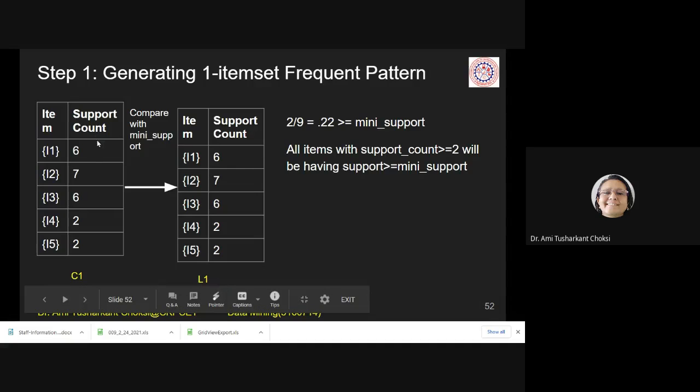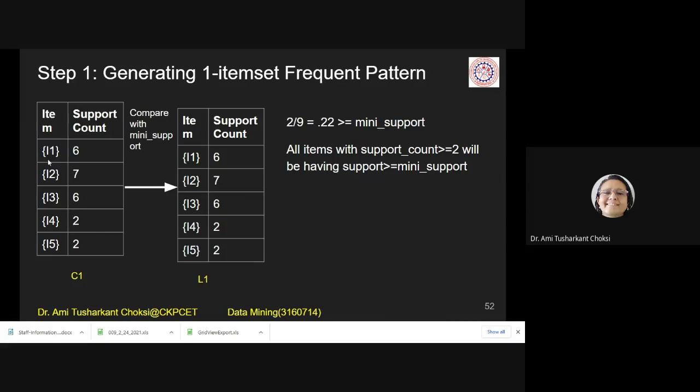Fine. First of all, we always consider the candidate set. So all the items we are putting here: item 1, 2, 3, 4 and 5, that is I1, I2, I3, I4 and I5. Now what we need to do is count the support count. So what to do? We need to find the occurrence of these items in our transaction database, right?